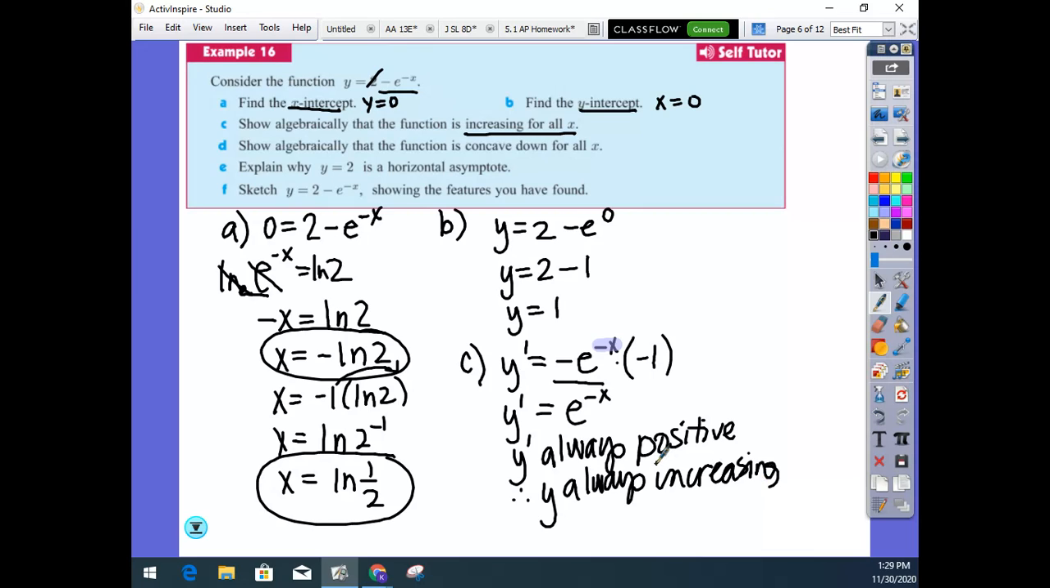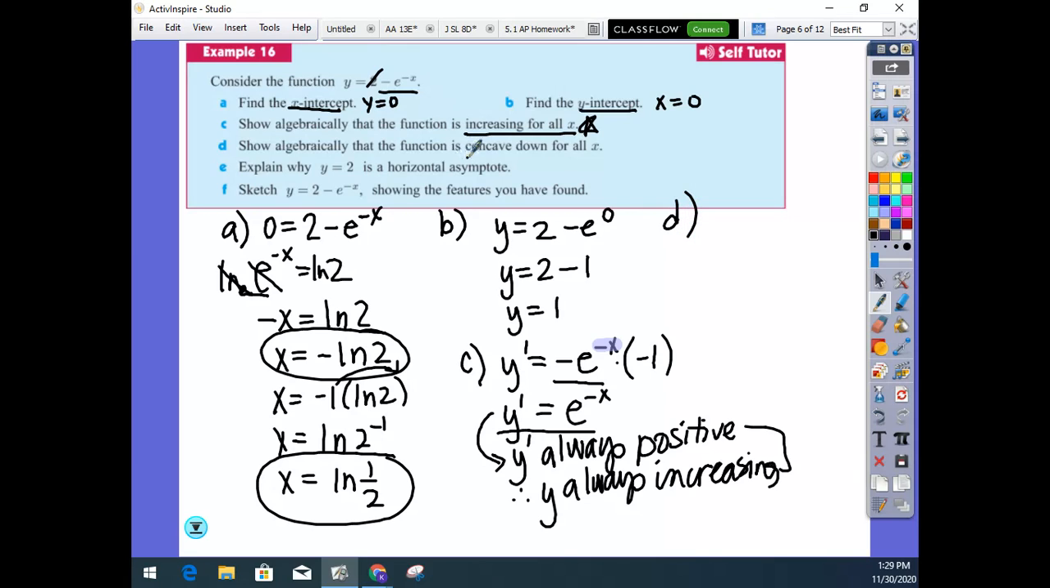Now, if you get to this point and you're like, I don't know what to do, this says show it's increasing for all of x. I would literally just go to this next step and say, I know if it's increasing, it always has to be positive. So just write this down. Even if you get this wrong, you would just make that conclusion and show that you know kind of what you're doing.